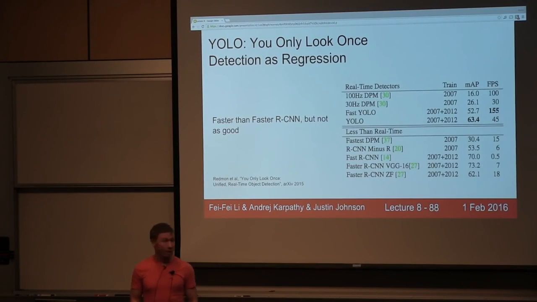So this YOLO detector is really fast. It's actually faster than Faster RCNN, which is pretty crazy. But unfortunately, it tends to work a little bit worse. They have this other thing called Fast YOLO that I don't want to talk about. These are mean AP numbers on one of the Pascal data sets that we saw. You can see YOLO gets 64, which is pretty good, and runs at 45 frames per second. This is obviously on a powerful GPU, but still, that's pretty much real time. That's amazing.